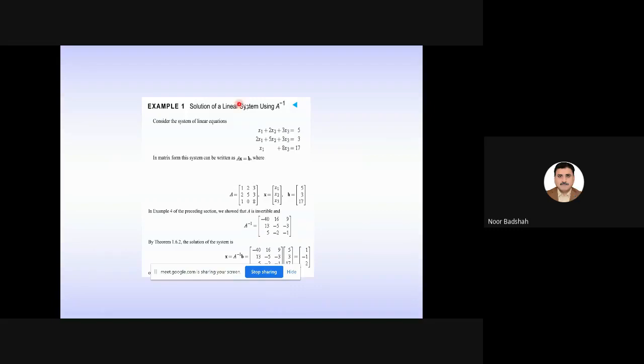For example, we have matrix A, the coefficient matrix 1, 2, 3, 2, 5, 3, 1, 0, 8. Unknowns are x1, x2, x3, right side is 5, 3, 17. So we find the inverse of this matrix by either method. You can apply whatever. We would first find the determinant of this matrix. In fact, we found the inverse of this matrix already a bit earlier by using those operations. And then we multiply this inverse with the right hand side 5, 3, 17 to get the solution 1, minus 1, 2.